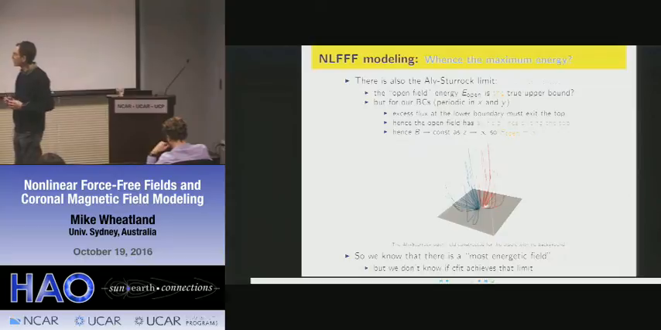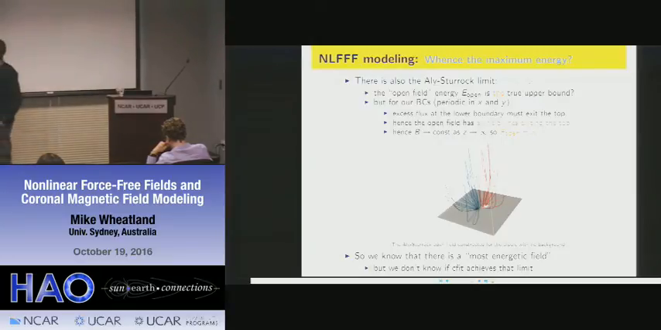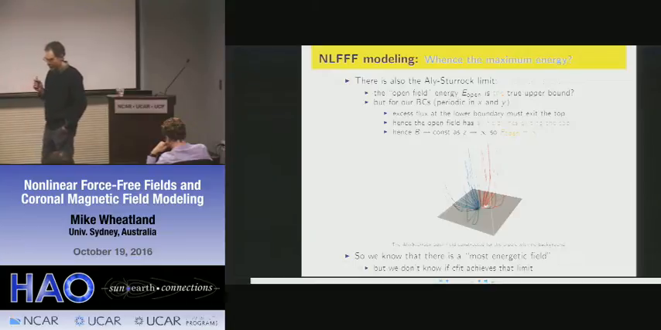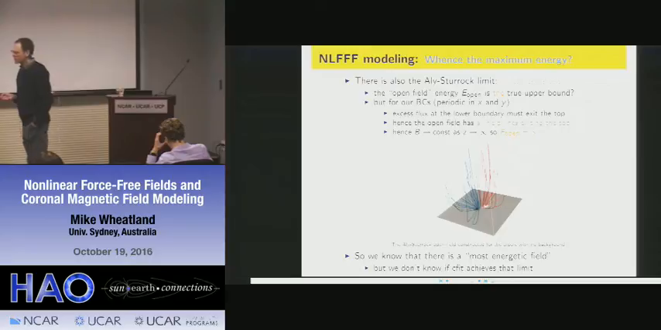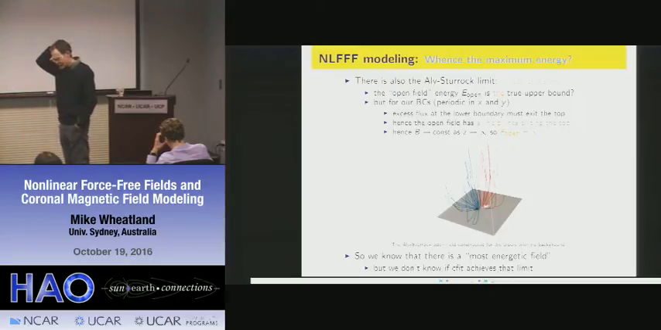So that produces this open field, and the conjecture by Aly and Sturrock, there were two papers that considered this conjecture, is that this is the most energetic nonlinear force-free field, or force-free field. So it's actually a potential field. There's no current anywhere, but you've got a surface of discontinuity between your field lines going in the two directions, which has a footprint down here, which is the neutral line between the two polarities. Okay, so that's interesting, but I don't think it's relevant for the calculations I'm doing for two reasons.